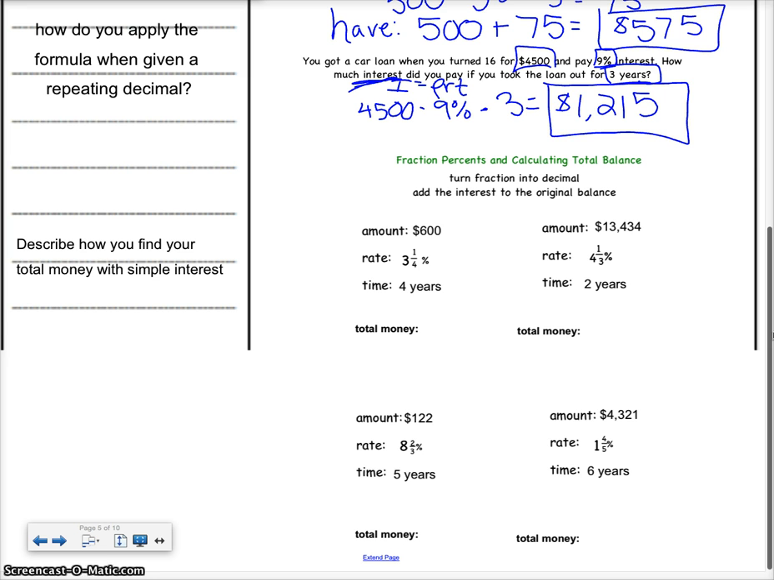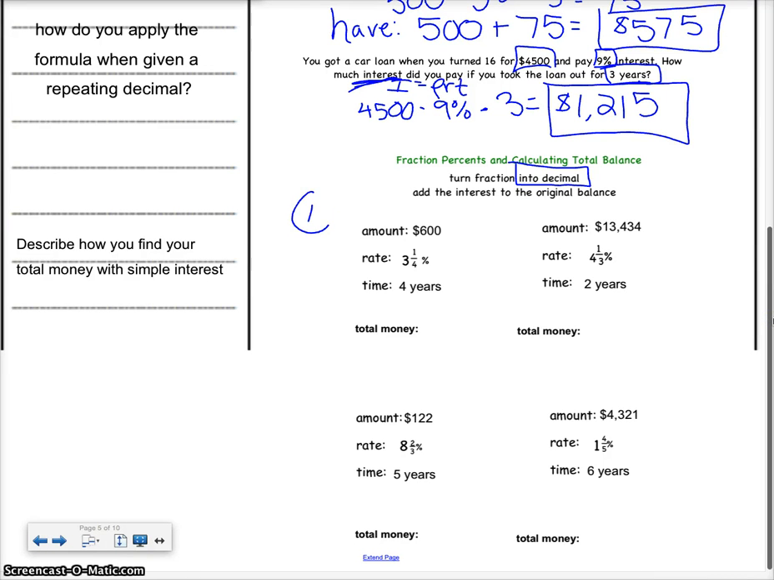The next part is sometimes you are given fraction percents, and we might be like, well, what am I supposed to do with a fraction percent? Well, all you have to do with a fraction percent is turn it into a decimal. We've been doing that with our proportions. Anytime you're given a fraction, you can quickly turn it to a decimal, and it will help you calculate it.